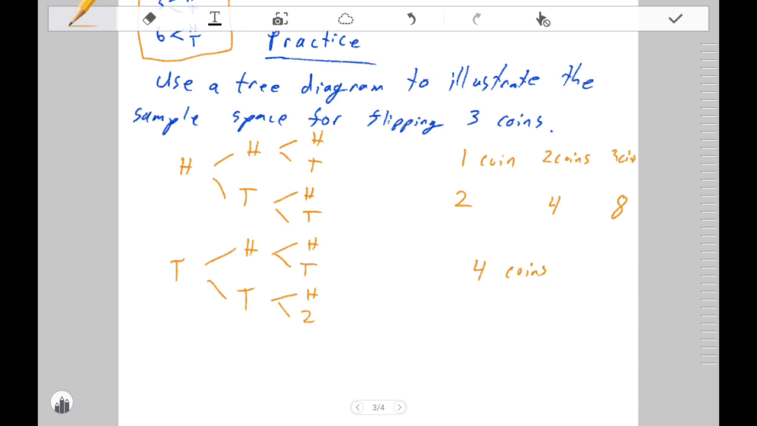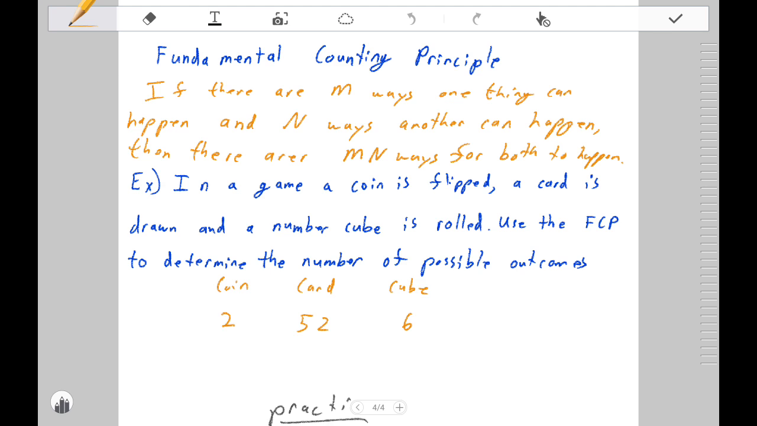I think there's two likely answers that I would hear here. One being 16 and the other one being 64. So we're going to move forward to the fundamental counting principle, and see if we can determine what that answer should be.